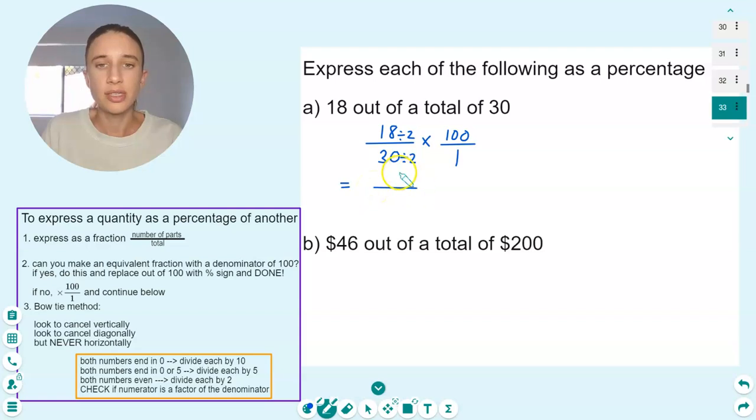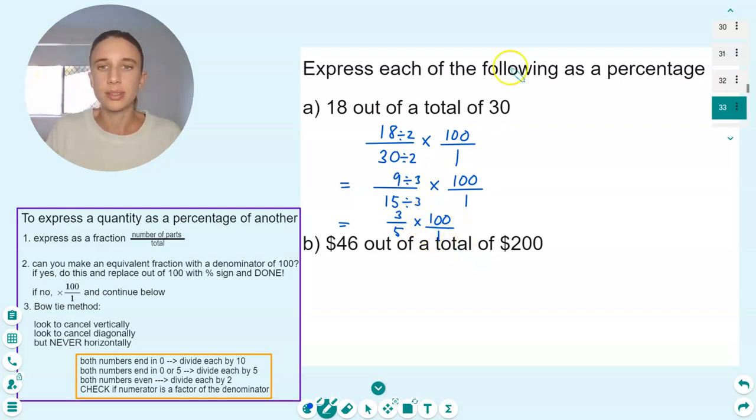So 18, let's simplify it a bit. 18 divided by 2 is 9. 30 divided by 2 is 15. And then just write that times 100 on 1. And now looking here, I can keep going with the common factors. These are divisible by 3. So 9 divided by 3 is 3. 15 divided by 3 is 5. And then we're timesing that by 100 on 1. So I'm just going to rewrite that over here. 3/5 times 100 on 1.